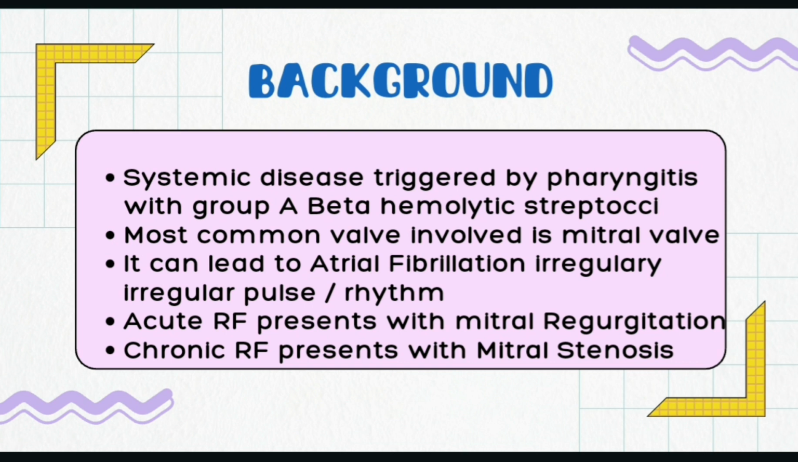Most common valve involved is mitral valve. It can lead to atrial fibrillation, irregular pulse or rhythm. Acute rheumatic fever presents with mitral regurgitation. Chronic rheumatic fever presents with mitral stenosis.